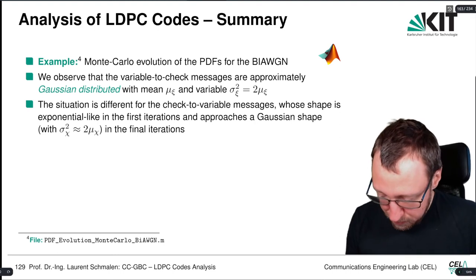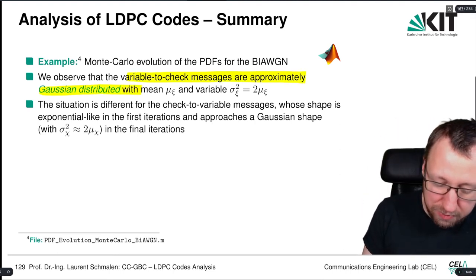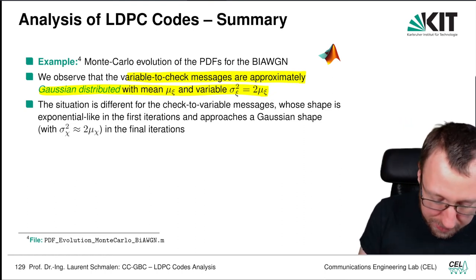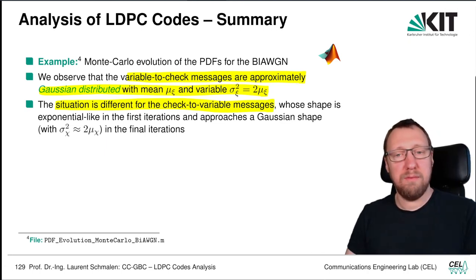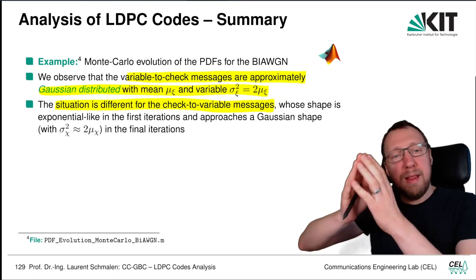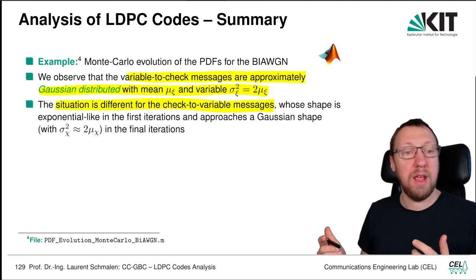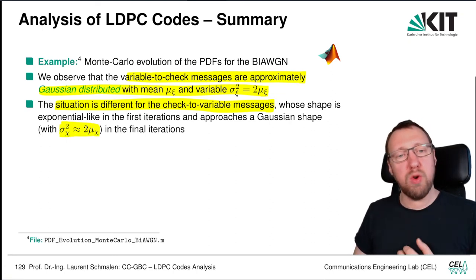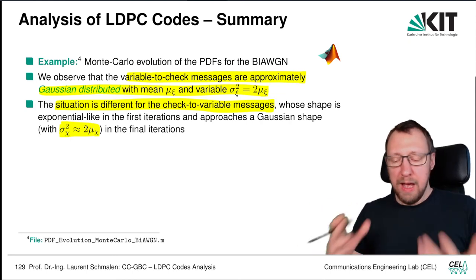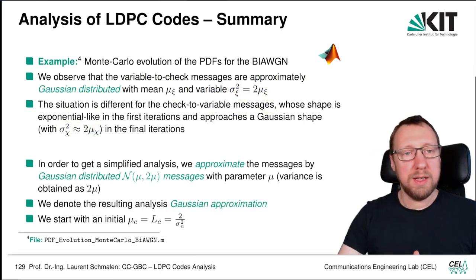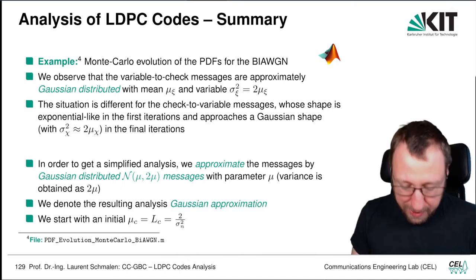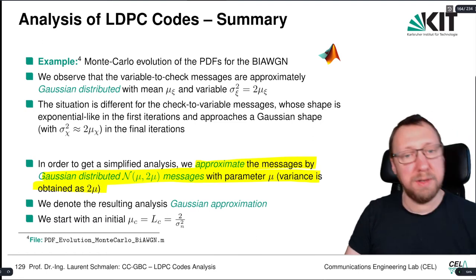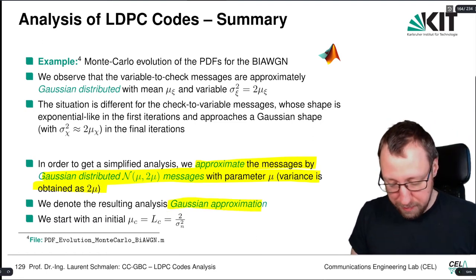So what we observe, and it's the most important part, the variable to check node messages are approximately Gaussian distributed with a mean mu xi and the variance 2 times mu xi. Now, the situation is different for the check to variable node messages. The shape is more exponential in the first iterations, but then it approaches also a Gaussian shape. And in fact, it also turns out that sigma chi squared is equal to 2 times mu chi in the more final iterations. And this is the basis for the assumption that we take. So the assumption that we make is the following. We approximate the messages by Gaussian distributed messages with the parameter mu and the variance of 2 times mu. And this is what we call a Gaussian approximation.